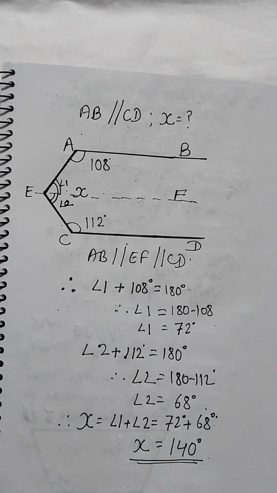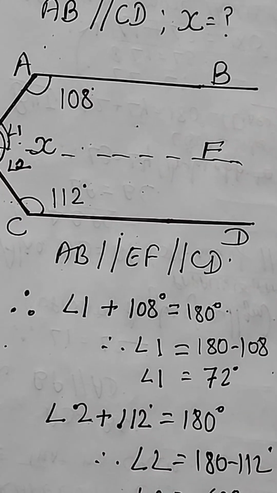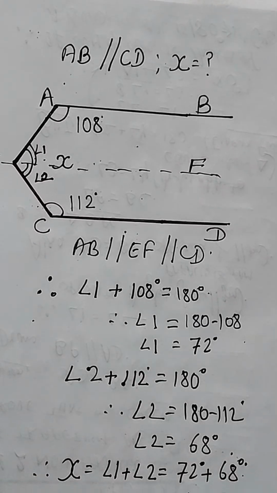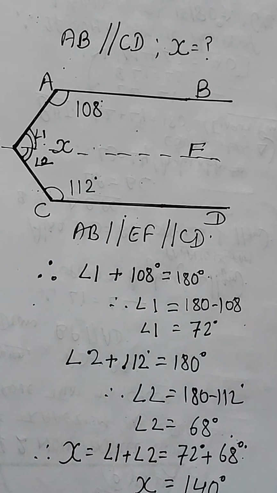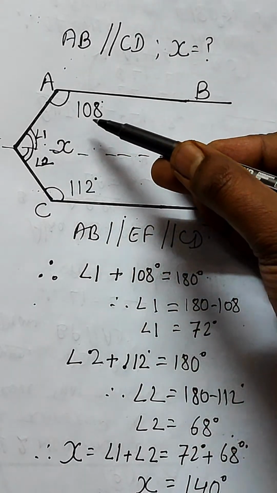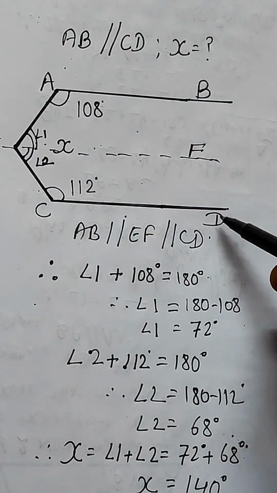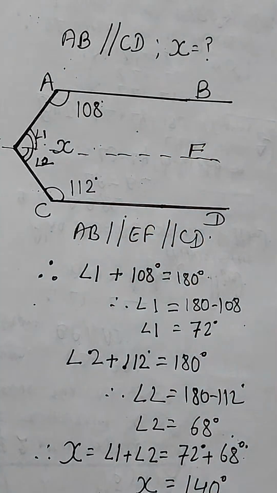Yeah. So here, what we did, two parallel lines are given, AB and CD. Here you can see the two parallel lines AB and CD. This is the figure where this angle, angle EAB, is given as 108, and angle ECD is given as 112. We need to find this angle X. Now how we will be doing it, let us see.